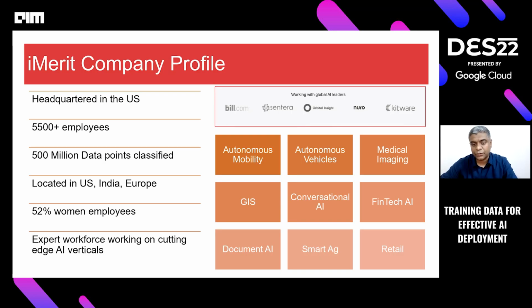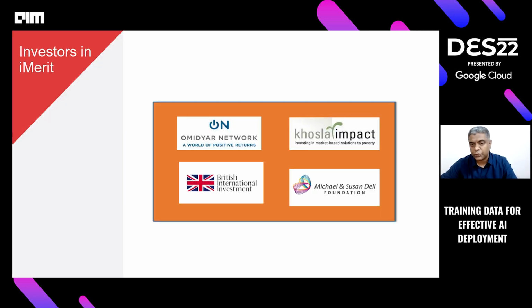iMerit is headquartered in the US, has more than 5,500 employees, and works in domains like autonomous mobility, autonomous vehicles, medical imaging, conversational AI, and document AI. Very recently, a significant milestone was reached where iMerit has classified more than 500 million data points across various data modalities. iMerit was founded in 2012 by Silicon Valley entrepreneurs and has the Dell Foundation and Khosla Impact, amongst others, on our board.